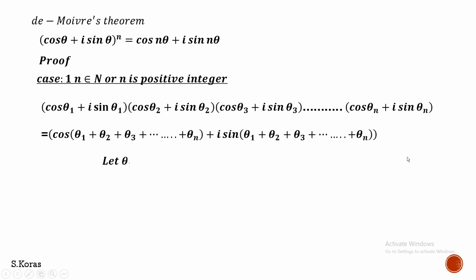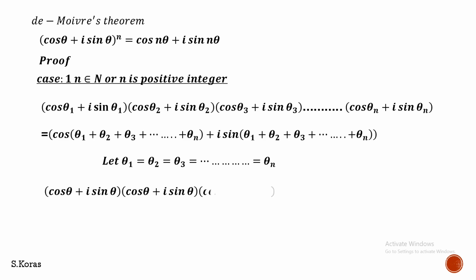theta 1 equal to theta 2 equal to theta 3 equal to and so on up to theta n, all as theta. We are going to consider these all equal to one another, with that value equal to theta. If we replace theta 1, theta 2, theta 3 up to theta n by theta, then it will become cos theta plus i sin theta. Again, the next one is also cos theta plus i sin theta. This is also cos theta plus i sin theta. This cos theta n plus i sin theta n is also cos theta plus i sin theta. So there are n terms like this.